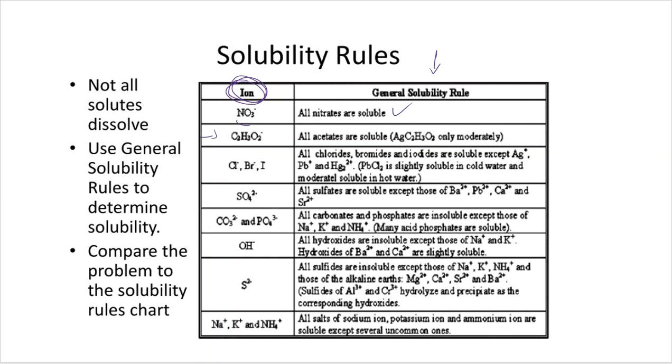Chloride, bromine, iodides, all chlorides, bromides, and iodides are soluble except for silver, lead, and mercury. Very similar to the copper qualitative lab that we did, right? We talked about pulling things out of solution. We've talked about qualitative analysis and pulling things out of solution. And this really kind of jives along with the rest of those topics.